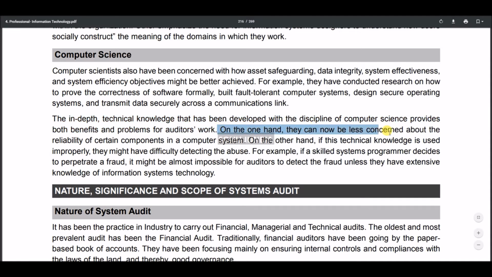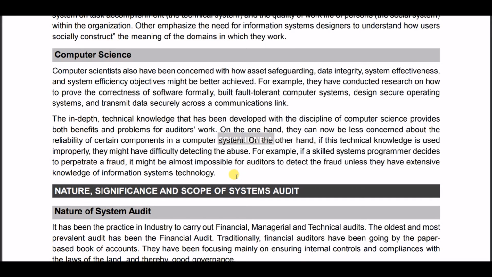On the other hand, they can now be less concerned about the reliability of certain components in a computer system. On the other hand, if the technical knowledge is used improperly, they might have difficulty detecting the abuse. For example, now the skilled system programmer decides to perpetrate a fraud. It might be almost impossible for the auditor to detect the fraud unless they have extensive knowledge of information technology. So computer science, it's all about the knowledge for a person with respect to the computer systems.